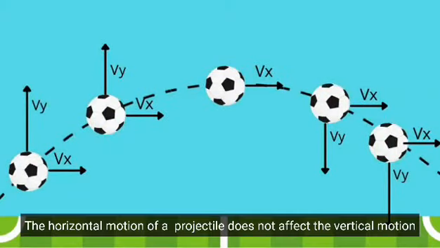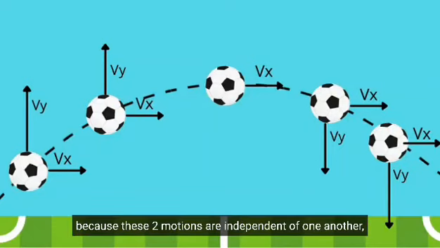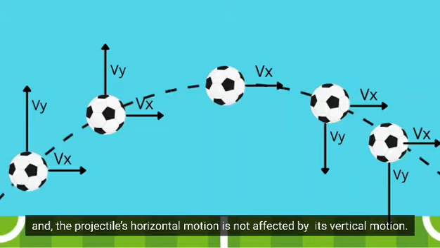The horizontal motion of a projectile does not affect the vertical motion because these two motions are independent of one another, and the projectile's horizontal motion is not affected by its vertical motion.